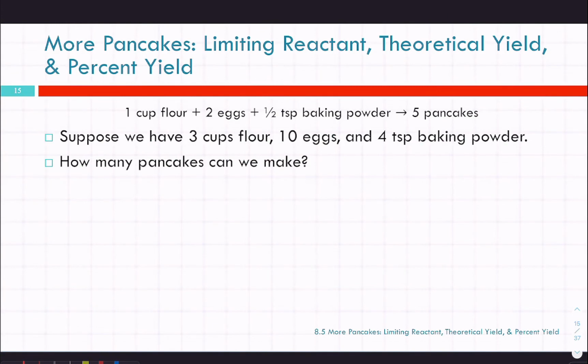So it rolls into the next level of this. We built this base, we can convert grams to moles to grams, which I do like to call the Gramwich. But what happens if you don't have enough of something? In this case, we have 3 cups of flour, 10 eggs, and 4 teaspoons of baking powder. How many pancakes can we make?